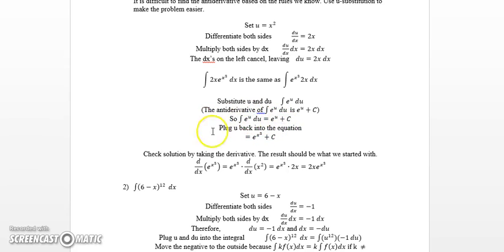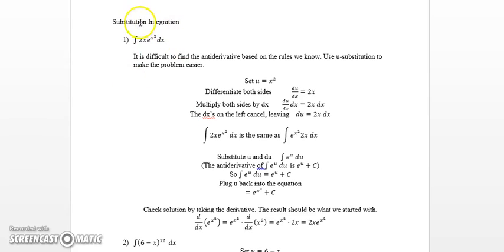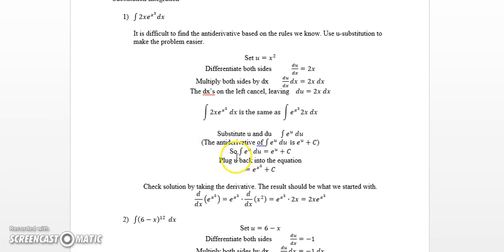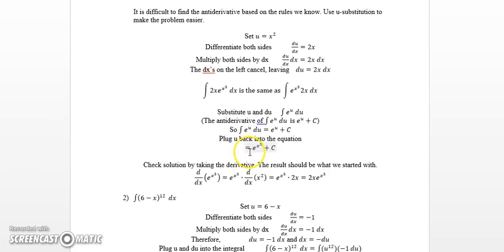So now we have our final answer, except we weren't given u in the original problem. So what we have to do is resubstitute back in whatever the term was for u, which happened to be x squared. Set u equal to x squared. So that gives us e to the x squared plus c. And this is our final answer.